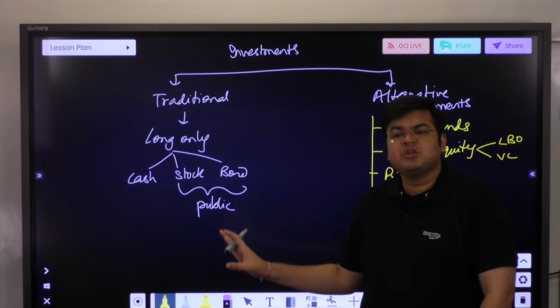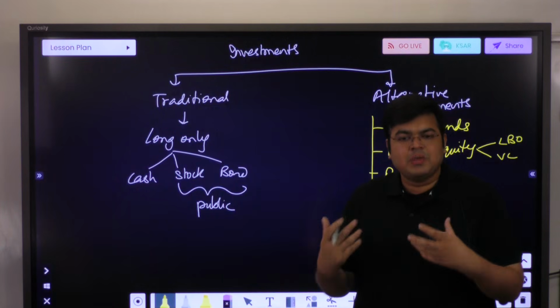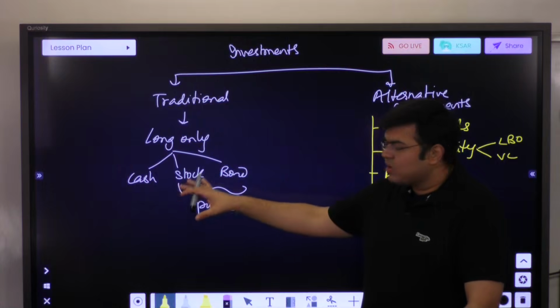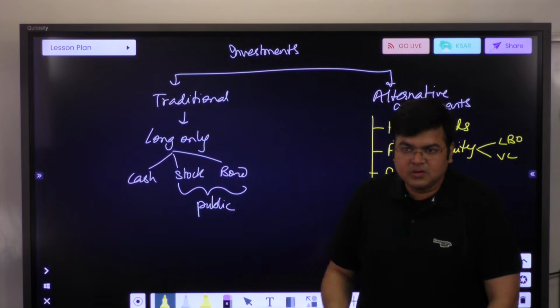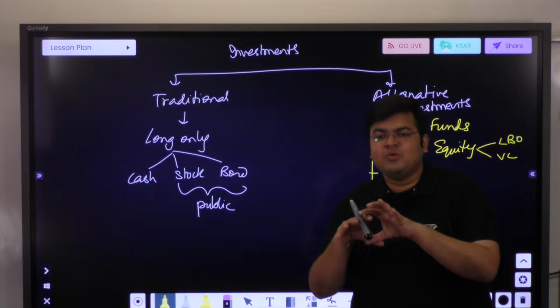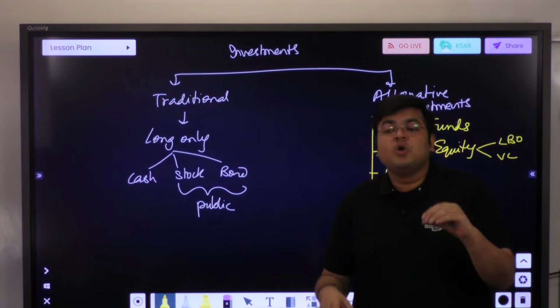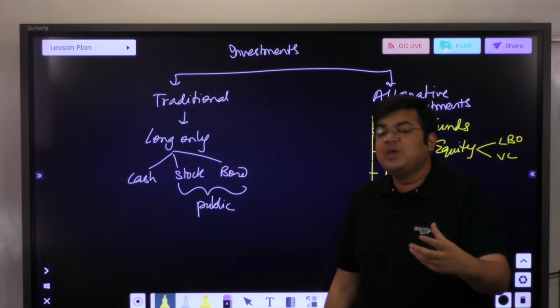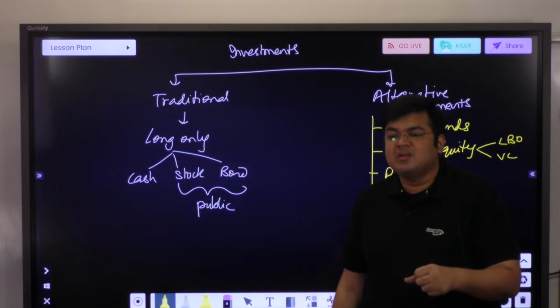So these are the traditional forms of investments wherein most of the people do invest. Of course, when I'm looking at stocks and bonds, they're publicly listed. So I do not expect the majority of the public to be investing in, let's say, a Swiggy or a Flipkart, because it is not a publicly listed company.